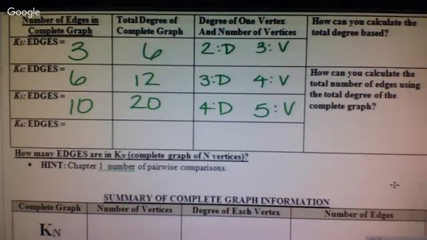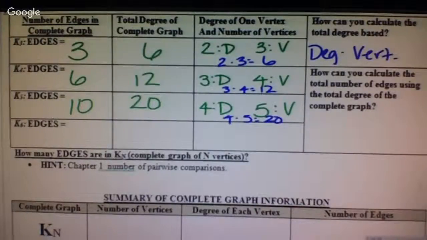However, take a look at this. How can I calculate the total degree? The degree of each thing times the vertices. If I take 2 times 3, I get 6. Each has a degree of 2, and I have 3 of them. Each has a degree of 3, and I have 4 of them. I get 12. Each has a degree of 4, and I have 5 of them. There's 20. So your total degree is degree times the vertices.